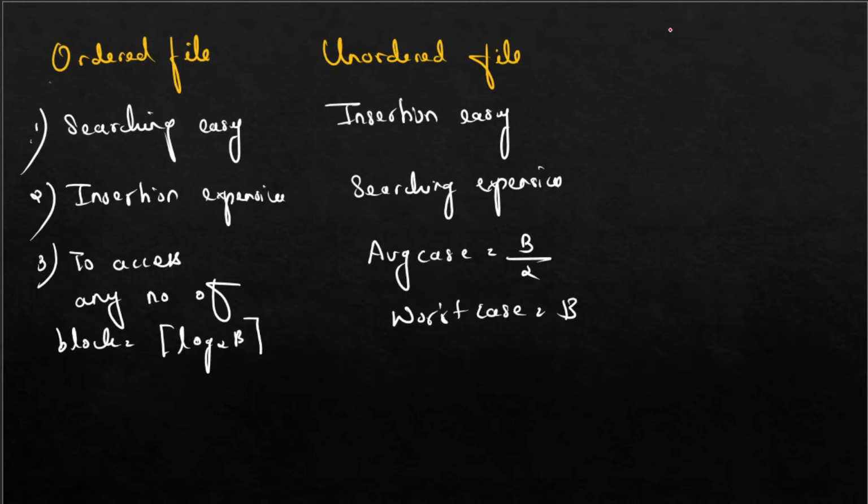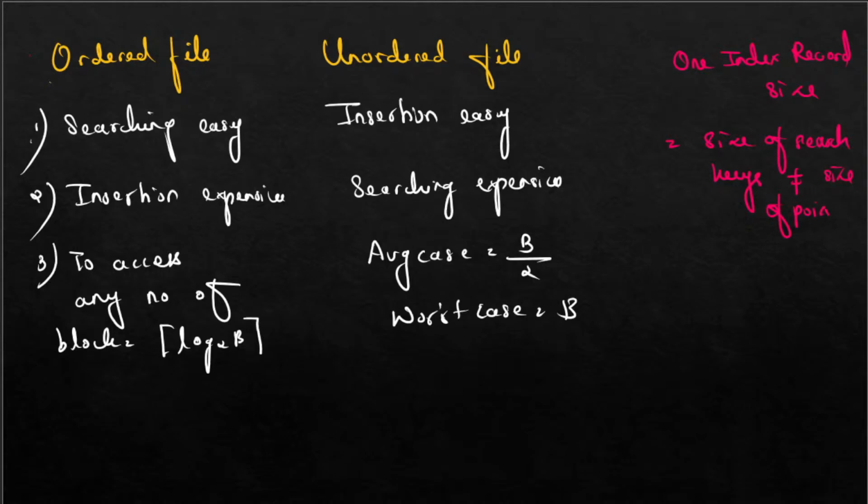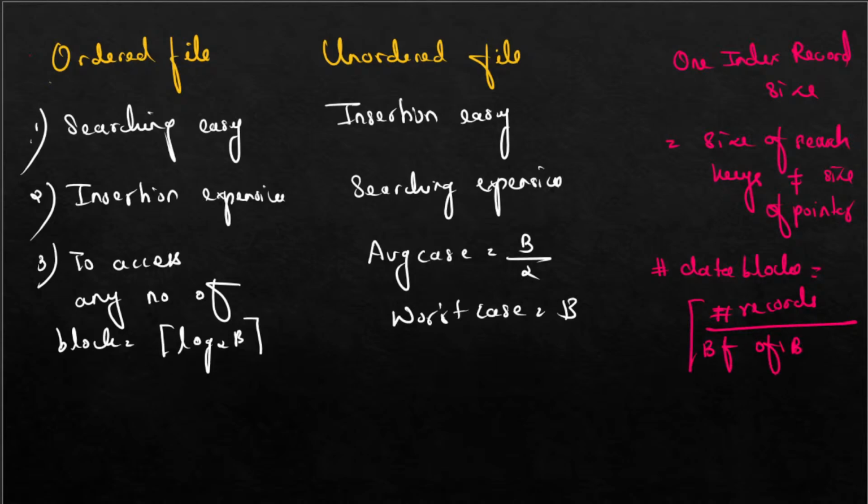And a few points you should note: one, index record size is equal to size of search key plus size of pointer. And number of data blocks is equal to number of records divided by blocking factor of the database file.